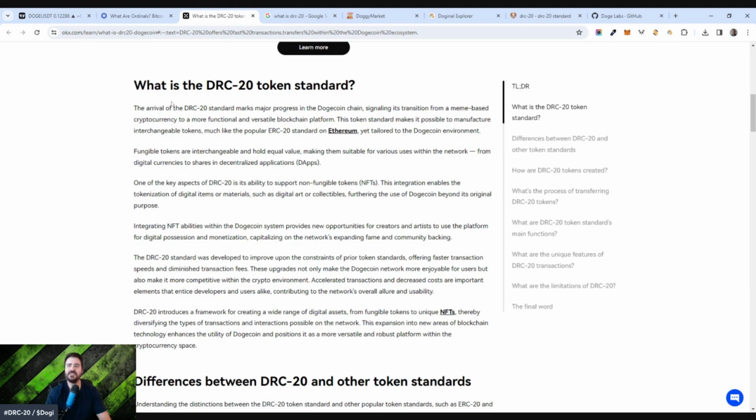What is the DRC-20 token standard? The arrival of the DRC-20 standard marks major progress in the Dogecoin chain, signaling its transition from a meme-based cryptocurrency to a more functional and versatile blockchain platform. That is huge news, right? Doge has always been a meme coin. Now it's becoming more functional like other blockchains that can actually store and retrieve information over time, right?